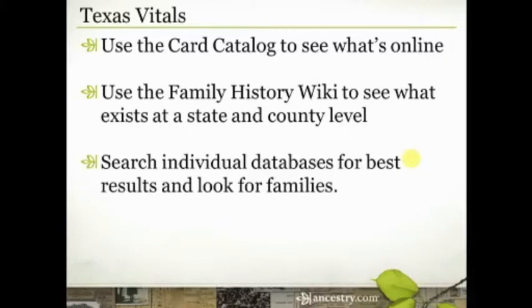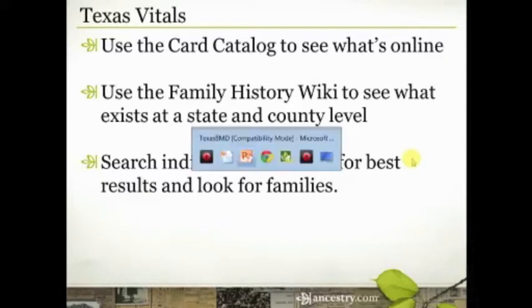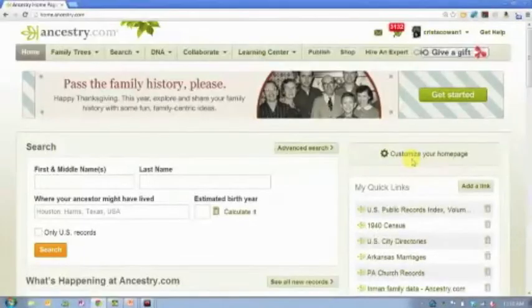And then finally, I always encourage people to search individual databases for best results and look for entire families. Don't just look for that one person that you're interested in. What you discover is as you look for families, you often are able to cobble together more information about the person of interest than had you just looked for them individually. So with that kind of a framework, let's go ahead and dive into these Texas records and see what we can learn both about Texas records and about how to use Ancestry.com a little more effectively.